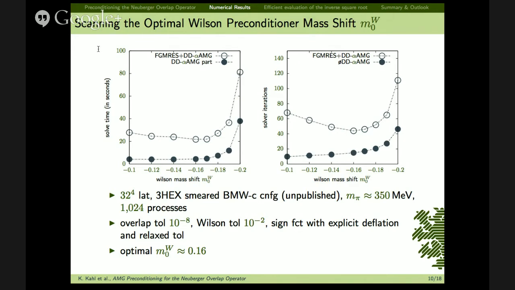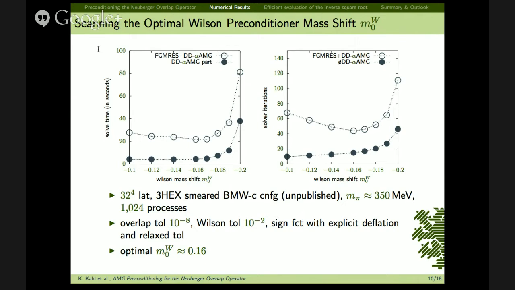No. This is basically on the far right side. If I shift this so that the smallest eigenvalues of the Wilson are right on top of the smallest eigenvalues of the Neuberger, which is your idea, right? Yeah. This is not the best shift. I think this is on the right-hand side of the scale.